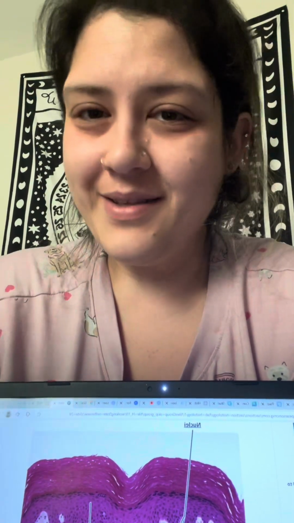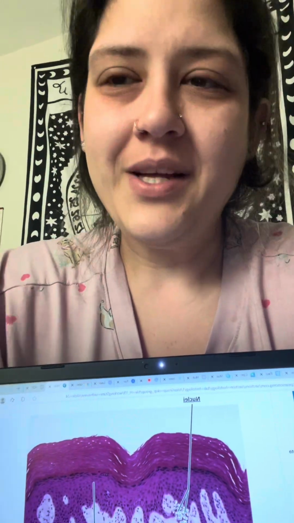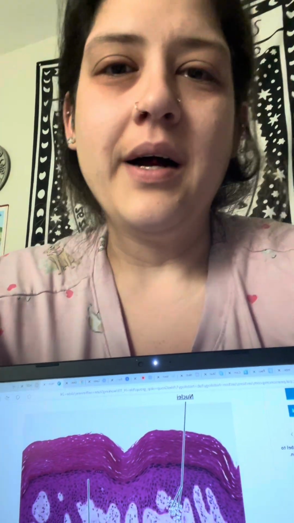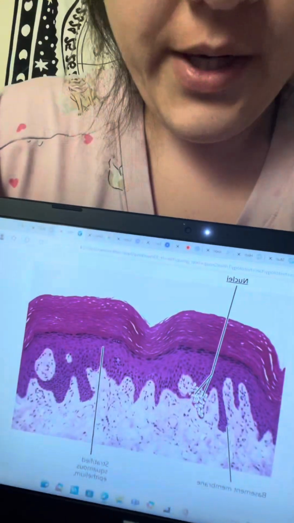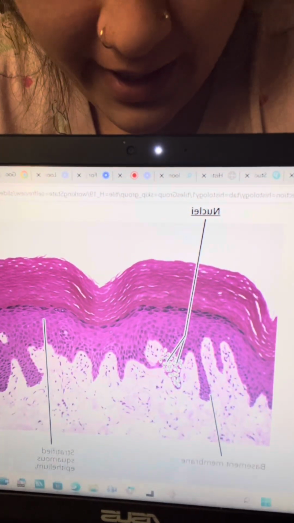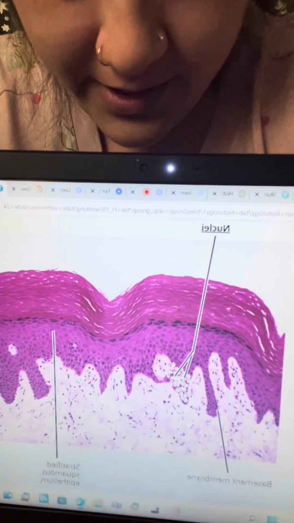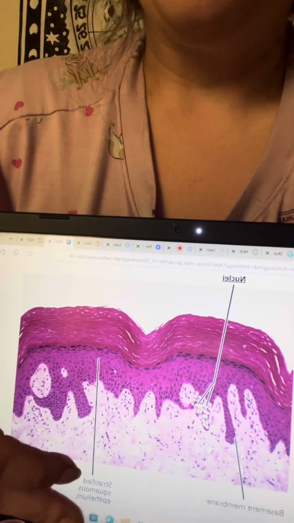And as we know, structure equals function. That is the golden rule. So we will discuss shortly how the structure of the shape of those squamous cells relates to the function that it performs. Here it's labeled nuclei, basement membrane, and the stratified squamous epithelium. So I will start with the stratified squamous epithelium.